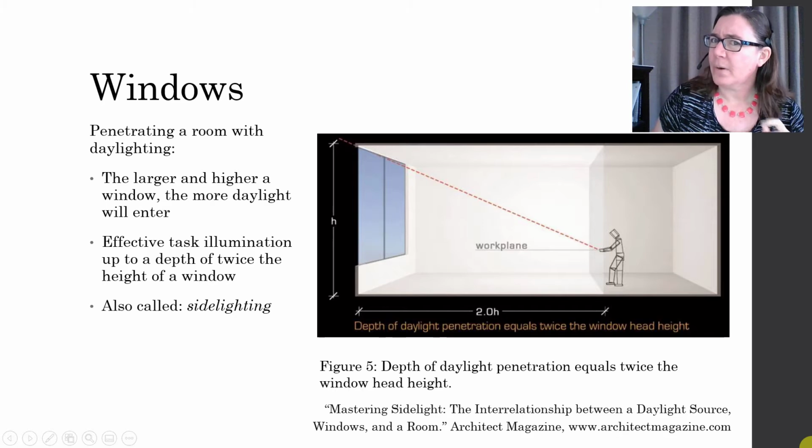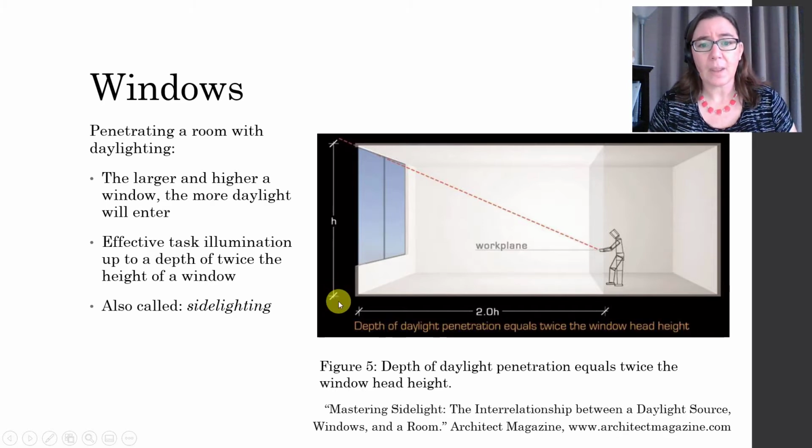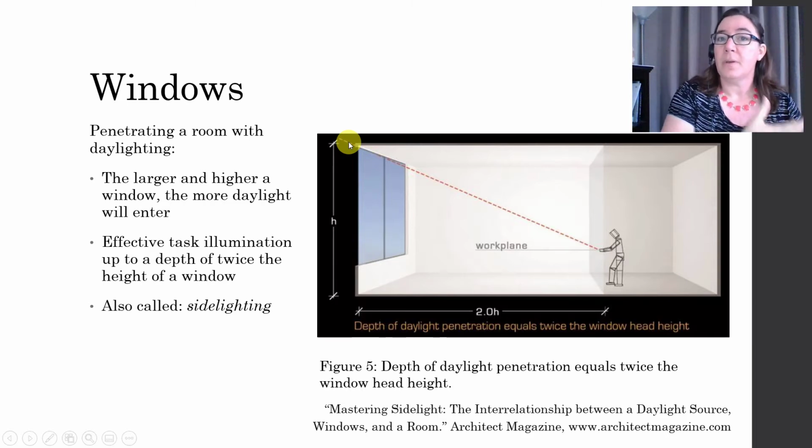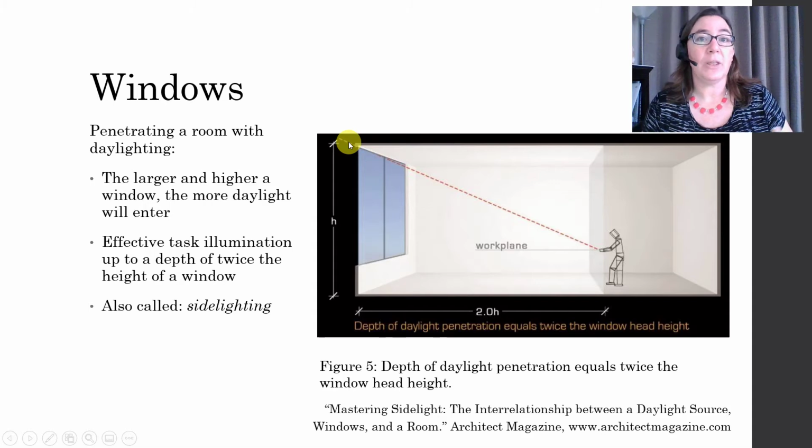Wait, how does that work? Let's take a look. Here in our illustration, here is the height of our window, and notice that we're talking about the head height. We're not talking about the height of glass. We need to measure all the way from the floor up to the head height of the window. And then we will know that that task illumination will extend into the room twice that height.